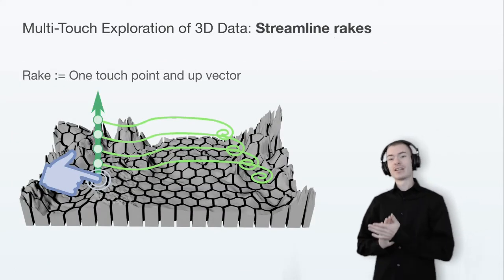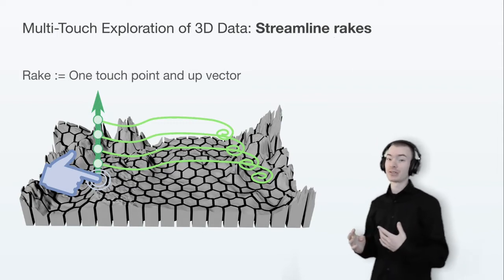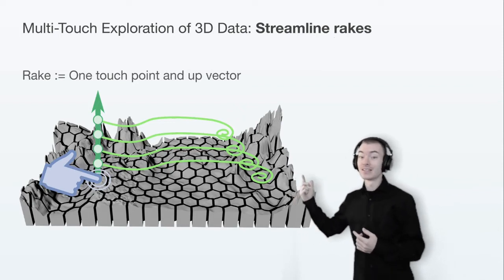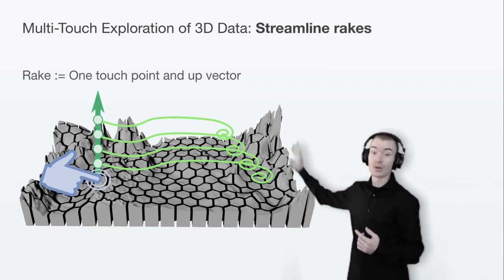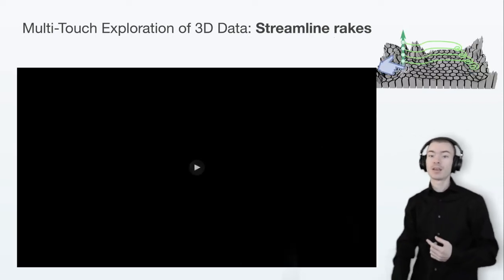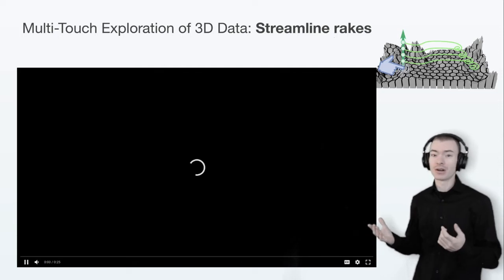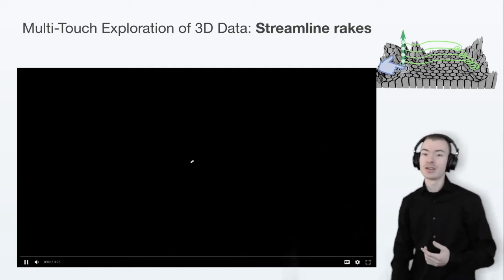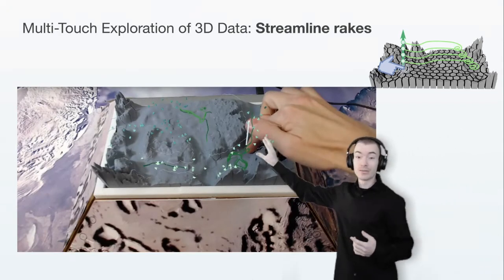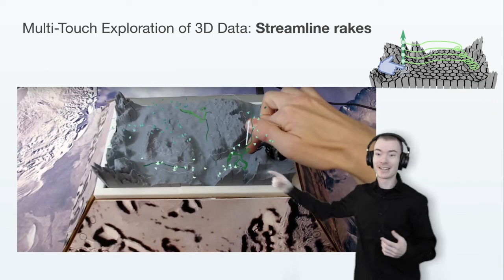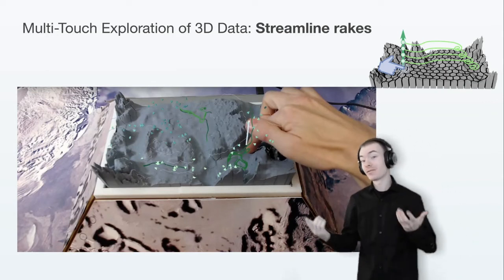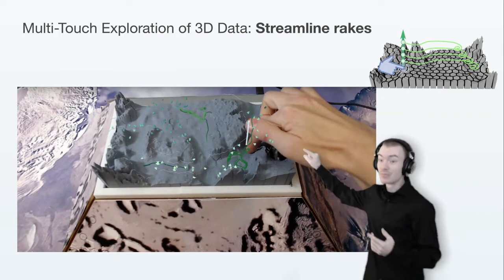We also implemented a stream rake for analyzing vector fields. The stream rake takes a user's touch point and the up vector and seeds streamlines along this vertical line and then advects those streamlines. In practice, the user can also touch points on the physicalization to seed streamlines. So we can have a white preview stick that shows the streamline rake. And if the user wants to pick a different location for the streamlines, they just need to move their finger.